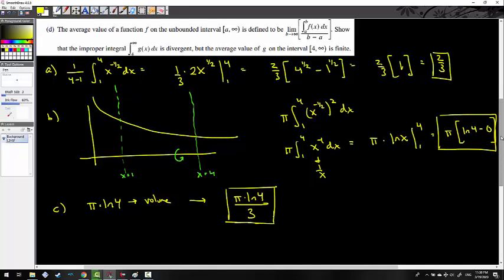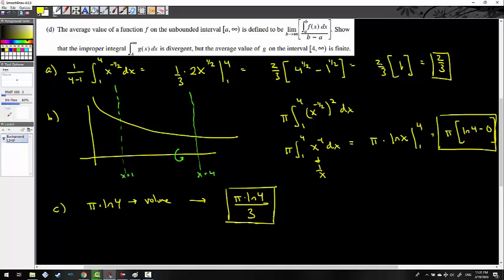D. This is where things get a little bit thick. It says, the average value of the function on the unbounded interval a to infinity is defined by this guy. Show that the improper integral from 4 to infinity is divergent, but the average value from 4 to infinity is actually finite. So let's see how that works.